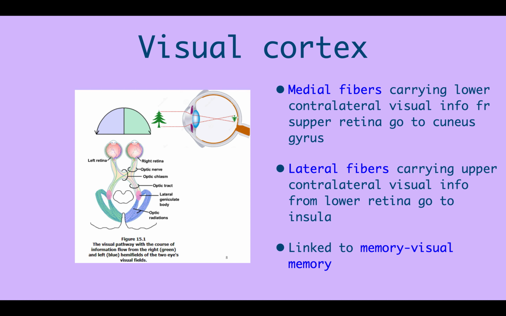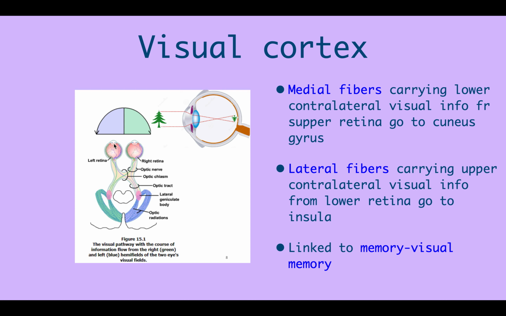Okay, so the medial fibers of the visual cortex are going to carry the lower contralateral visual information from the superior retina, and that will go to the cuneus gyrus. So what does that mean, right? It's going to carry the opposite end of the vision, like so. If, let's say, this is a full pie, the medial fibers of the right eye are going to carry information from this side of the field, and it's going to be the lower contralateral. So it's going to be the lower fourth of this imaginary pie.